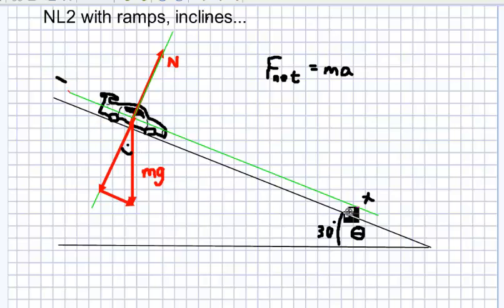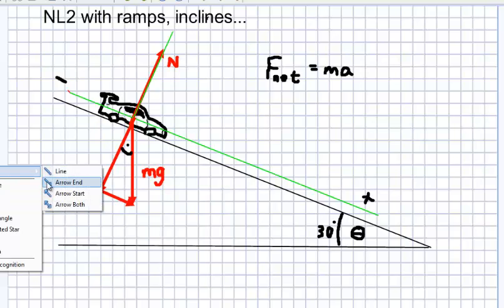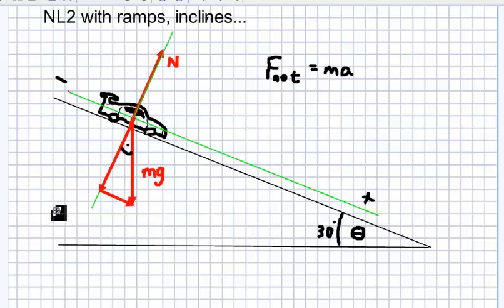Let's see if we can show that this angle here is the same as that 30-degree angle there. If we take a line and drop it down along the mg here like this, this line has to form a right angle right here because gravity goes straight down. This is a horizontal reference line. This is a 90-degree angle right here. If this is 30 and this is 90, this angle right here would be 60. And if this is 60 right here, and this is a right angle, this angle here must be 30 degrees.